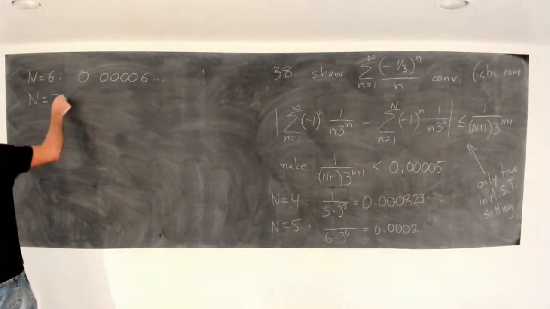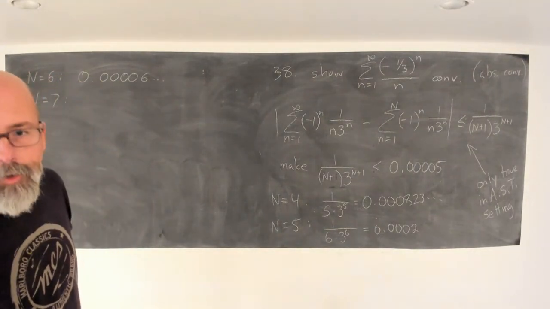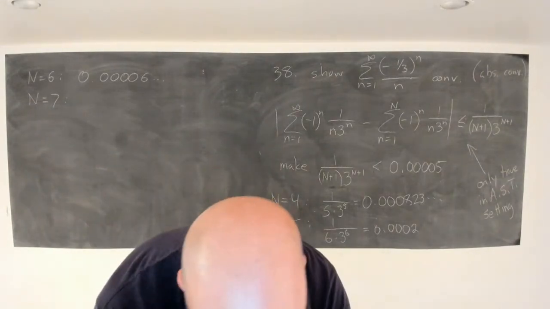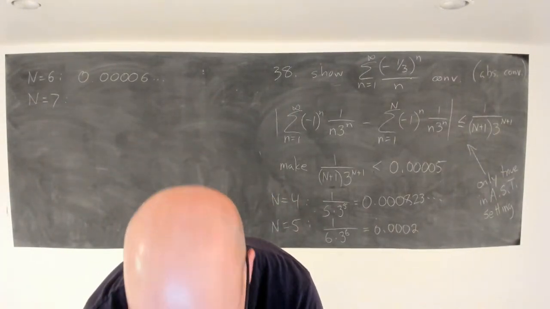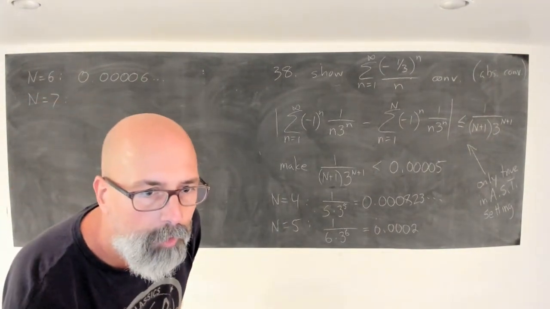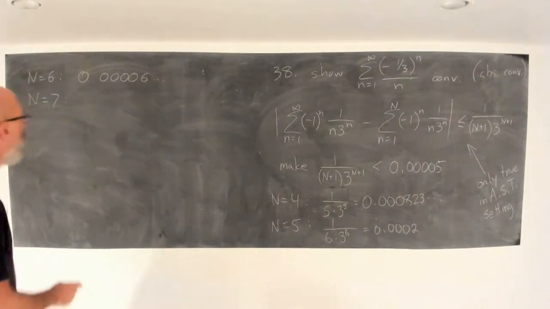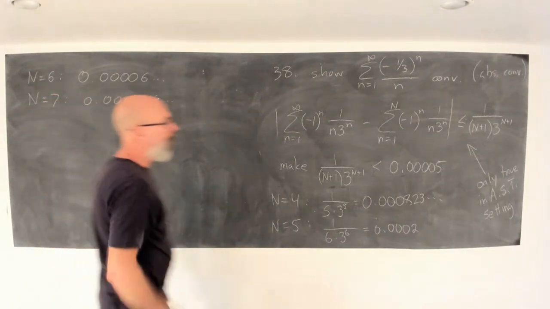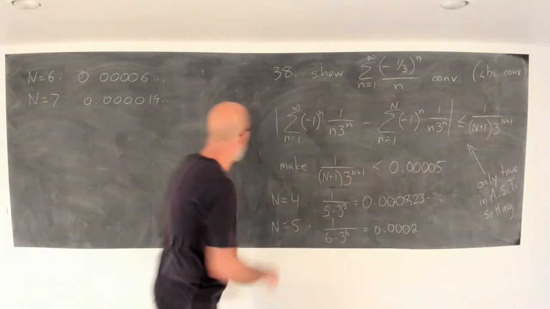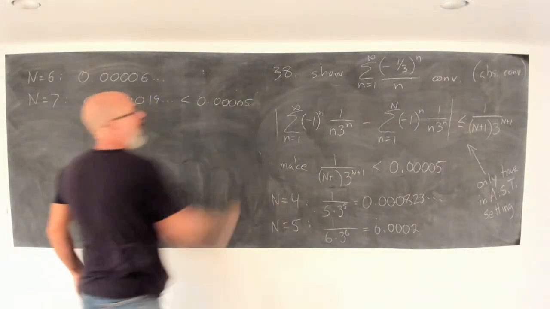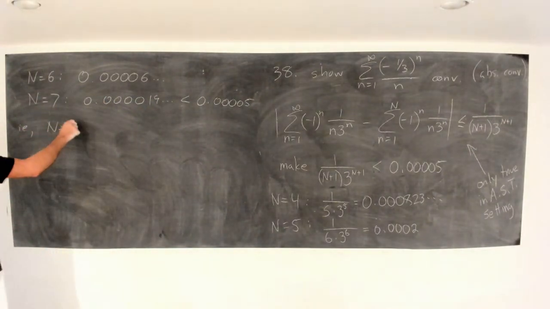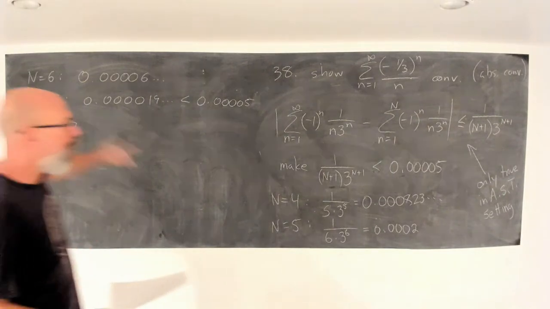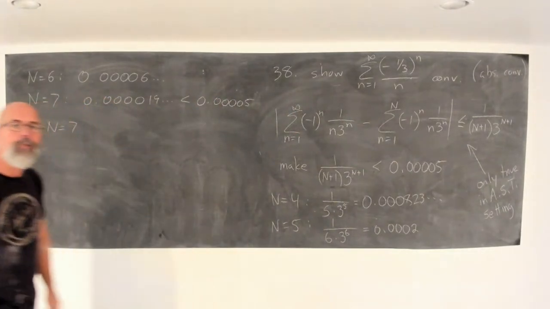But I think it's going to be clear that n equals 7 is going to work. And n equals 7, what do we get? One, two, three, four zeros and a 1, 9 something. Does everybody have that? And that is less than that. So n is 7. The question was, for those of you who may have forgotten it, how many terms of the series must we add? So you have to add from 1 to 7, the first 7 terms.